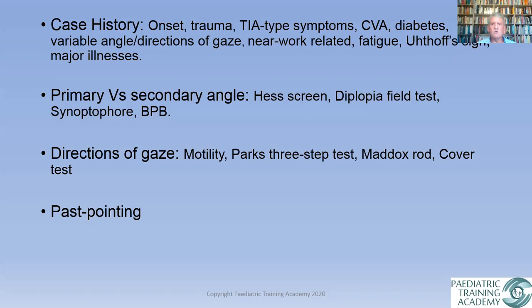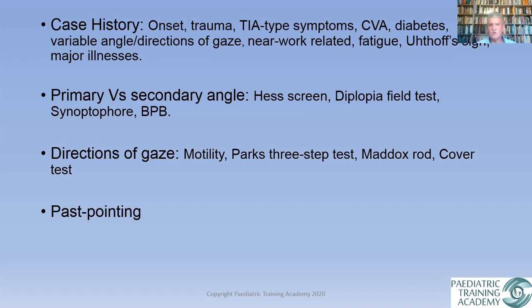You need to be asking the questions related to the type of thing that can give you more information about why your patient has this diplopia that they're now seeing you about. We can then start looking at primary versus secondary angles and different directions of gaze. What tests can you do to try and get an idea as to what is actually happening with your patient?